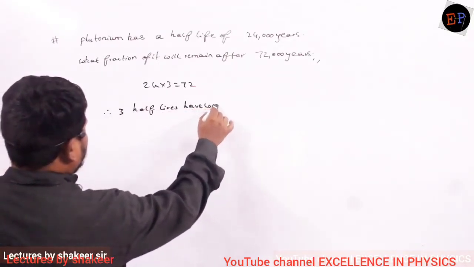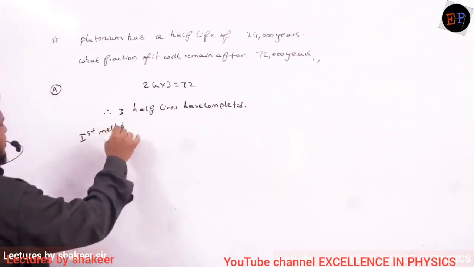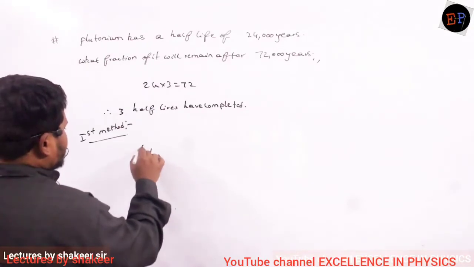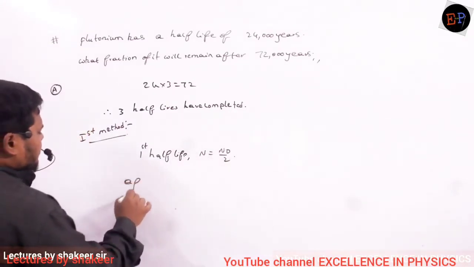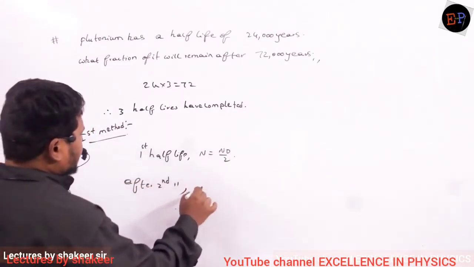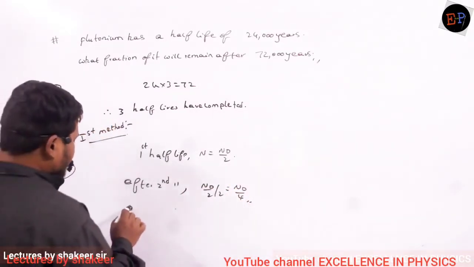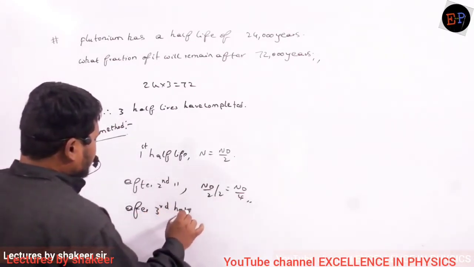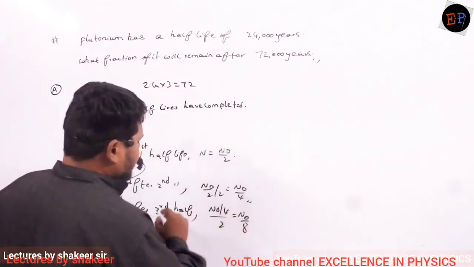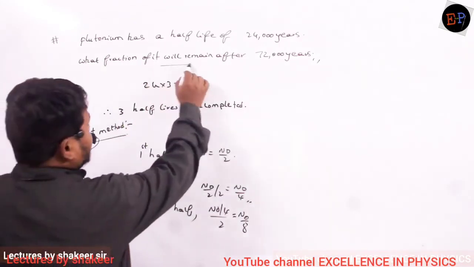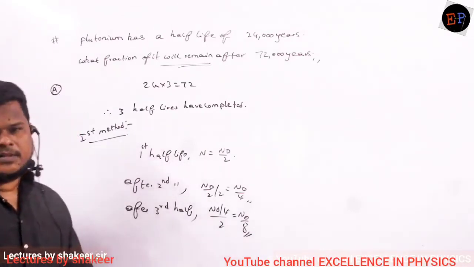So therefore, if I write the general method of solving, first method of solving: after 1 half-life, how many atoms will be there? n0 divided by 2. Clear, no? After second half-life, n0 by 2 divided by 2, n0 by 4. These many atoms will be ready for disintegration. And after third half-life, n0 by 4 divided by again 2. So total n0 by 8 atoms are ready for disintegration and will remain. So these many atoms are present for disintegration. That is my answer, n0 divided by 8.